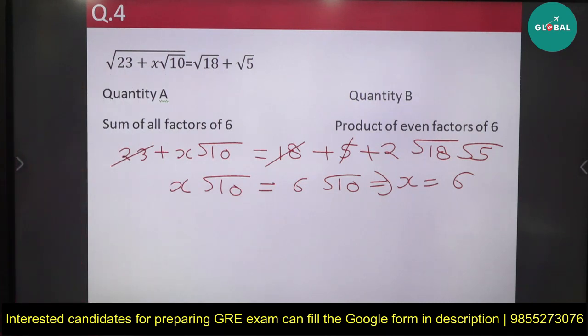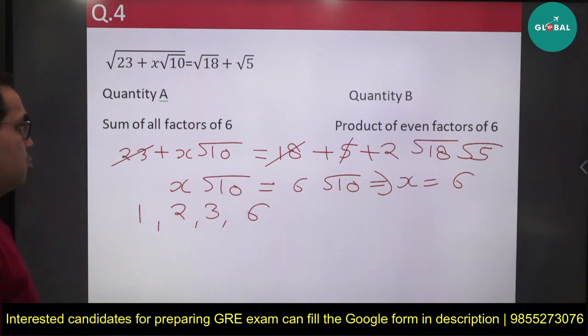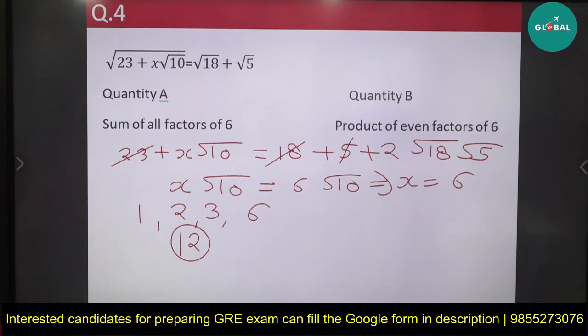Now what are the factors of 6? Factors of 6 are 1, 2, 3, 6. So quantity A is the sum of all factors of 6. So let us add them. So it is 12. Okay. So we are getting the sum of all factors of 6 as 12.